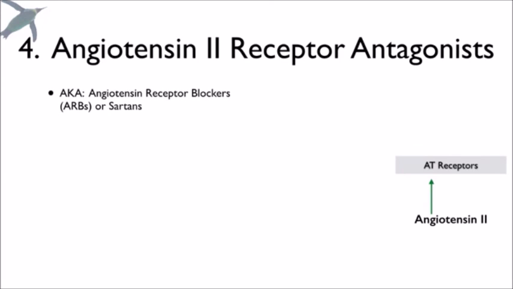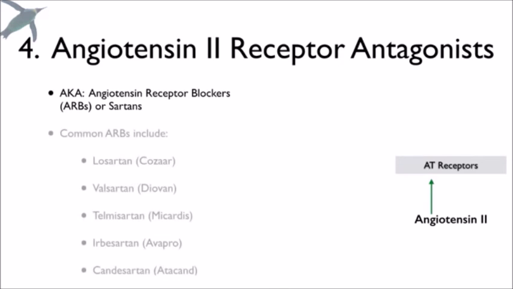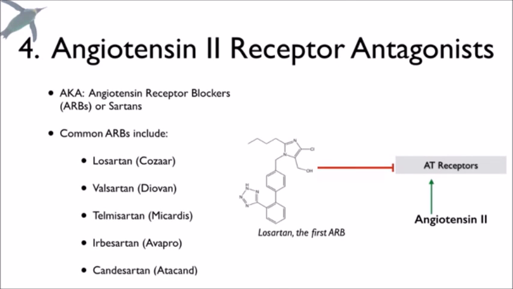There are also angiotensin 2 receptor antagonists. They are sometimes called angiotensin receptor blockers, ARBs, or sartans, and they prevent angiotensin 2 from binding to its receptors.